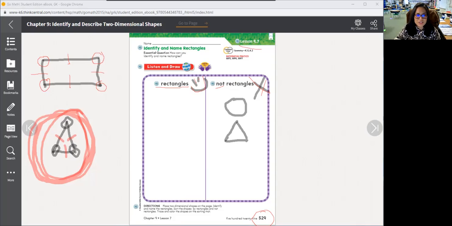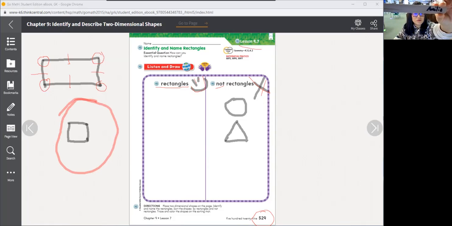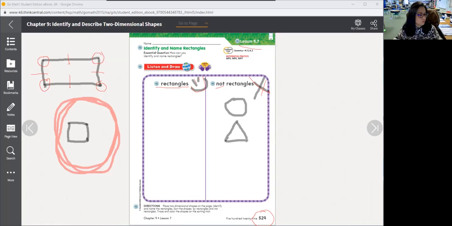All right, here's the next shape. And let's draw it here for you. This shape right here. Let's see who I'm going to call to see if they can tell me if it's a rectangle or not. Emilio, the shape that I just drew, this one right here that I'm circling, is that a rectangle?